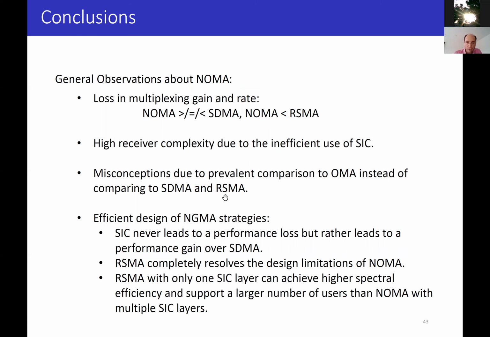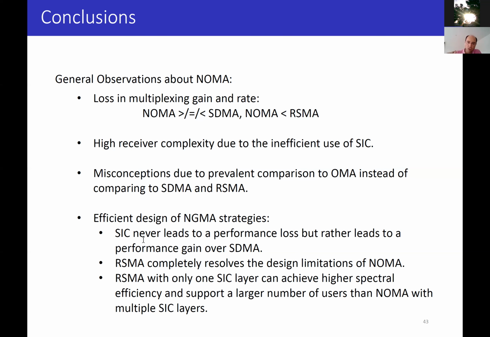rate splitting. The misconception is due to a prevalent comparison with OMA, instead of comparing with other types of multi-user, multi-antenna schemes, SDMA and rate splitting, for instance. And an efficient design of next generation multiple access should be such that whenever you use a more complicated receiver, for instance, SIC, it should never lead to a performance loss compared to SDMA.